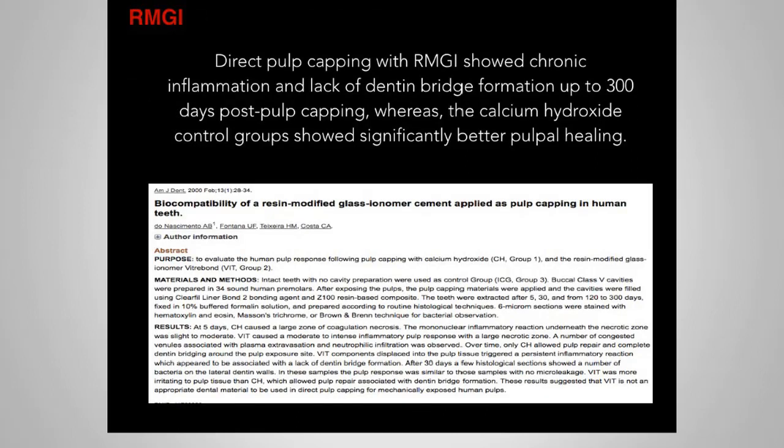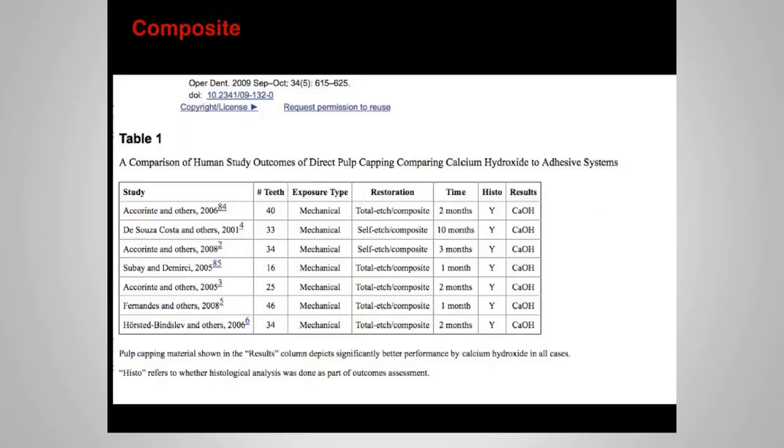All right, so what about direct pulp capping with RMGI? And again, chronic inflammation, the dentin bridge didn't form, even at 300 days, so almost a year, compared to the calcium hydroxide group. It wasn't working very well. So again, it's there, you can use it if you've got nothing else, not a big fan.